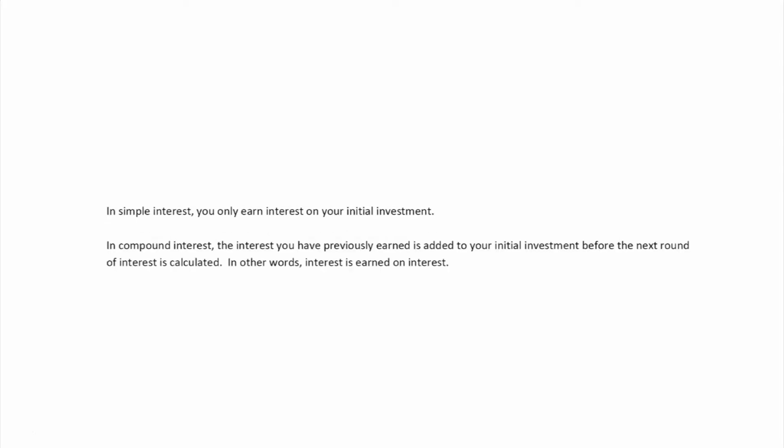Compound interest. In simple interest, you only earned interest on your initial investment. In compound interest, the interest you've previously earned is added to your initial investment before the next round of interest is calculated. In other words, interest is earned on interest. To calculate compound interest, we use the following formula.